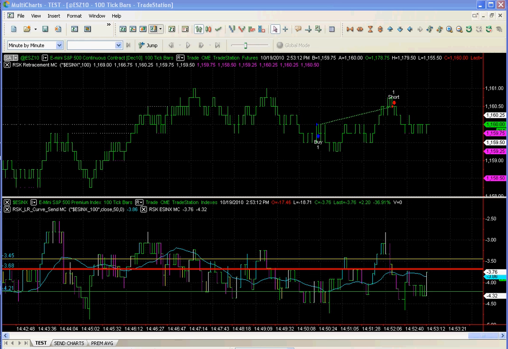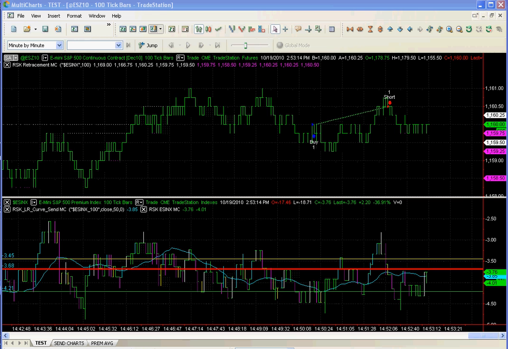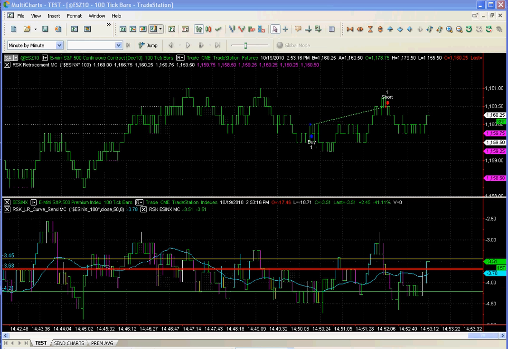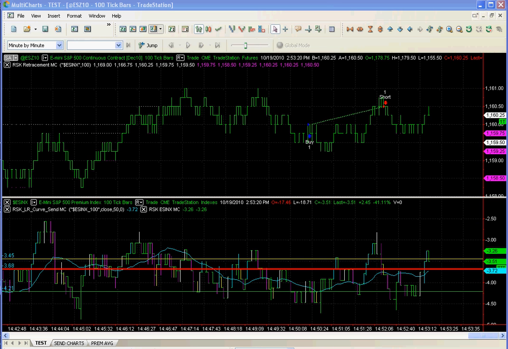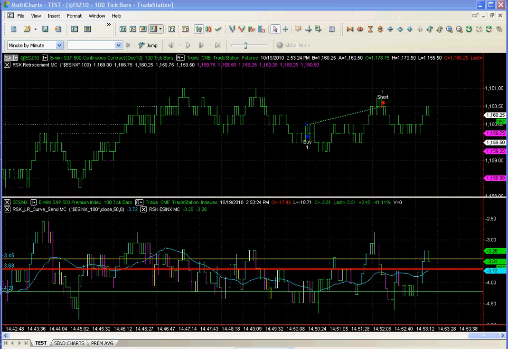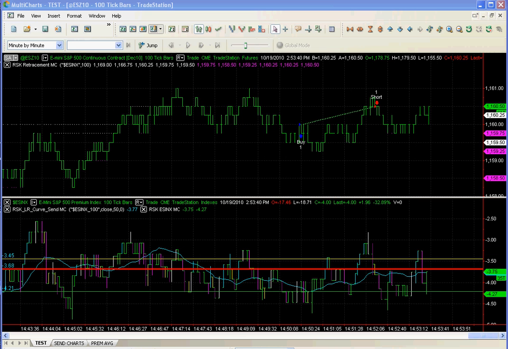So for those of you that have an interest in MultiCharts, we can do it, and it looks very, very promising. MultiCharts has got some very interesting features to it. You have to wonder what's going on with TradeStation that they would not make available some of the features of MultiCharts that people want.